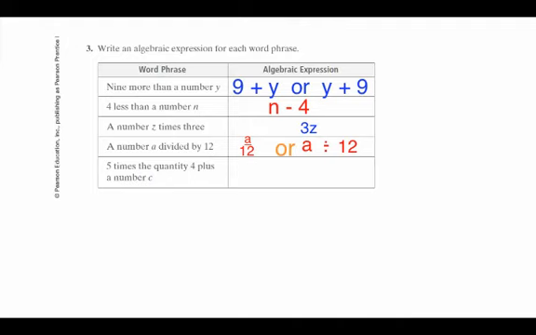For the final one, 5 times the quantity 4 plus a number c. When we see times the quantity, that actually means we have to use parentheses. We should have had 5, parenthesis, 4 plus c, close parenthesis. Pause the video if you need more time to copy down any of these expressions.